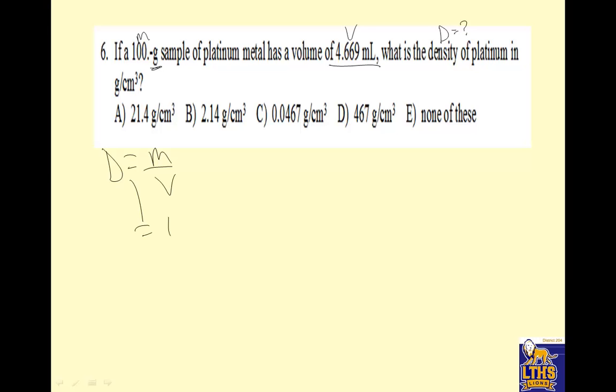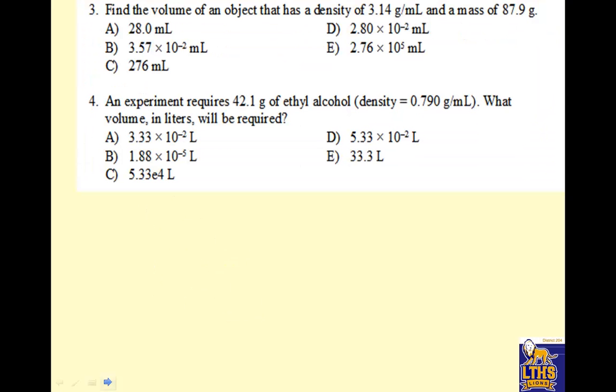And then the mass is a hundo. The volume is 4.669. And I ask my trusty calculator, which is always at my trusty fingertips. And 100 divided by 4.669 is 21.4. And then notice my units are grams for mass and centimeters cubed. So it's grams per centimeter cubed. 21.4 is A. Again, these problems are in worksheet 1.3 in your packet.